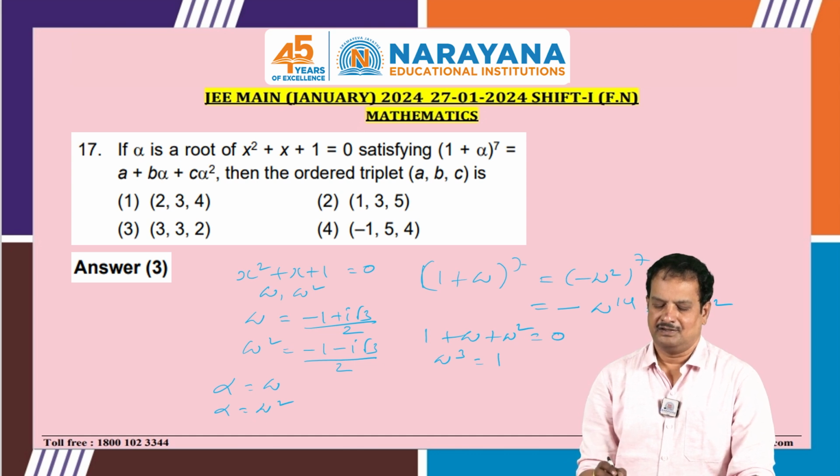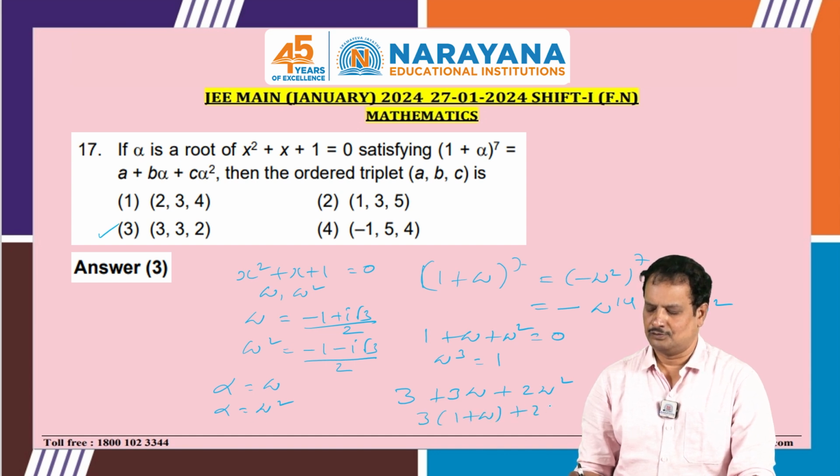On the right side, which one will give you the same minus omega square? If you directly substitute the a, b, c values from the options, you can get this straight away, and that is nothing but this third one. So you put in place of a the 3, b equal to 3 and c equal to 2. If you substitute, then it is nothing but 3 plus 3 omega plus 2 omega square. So here 3 into (1 plus omega) plus 2 omega square. But we know that 1 plus omega is minus omega square. So 3 into minus omega square plus 2 omega square, which is clearly equal to minus omega square.